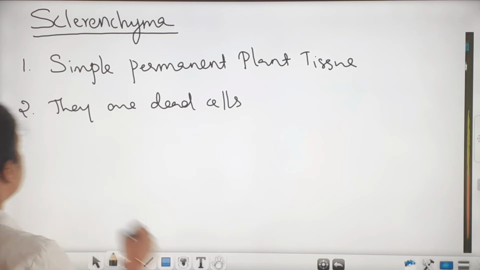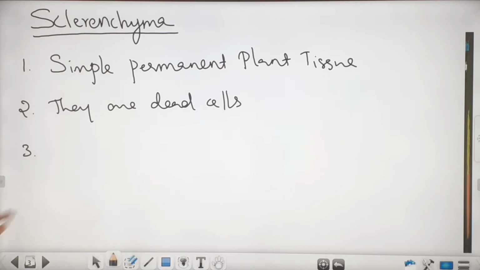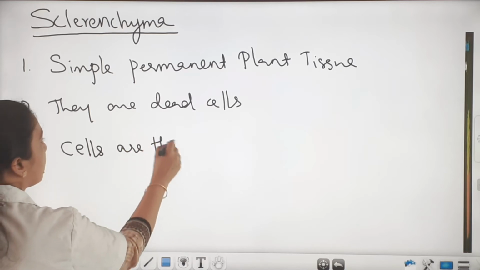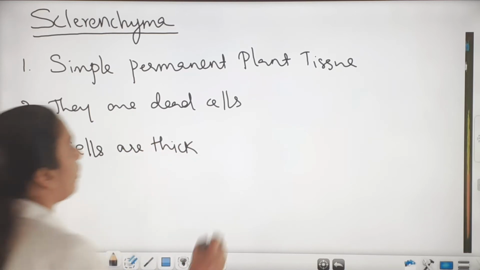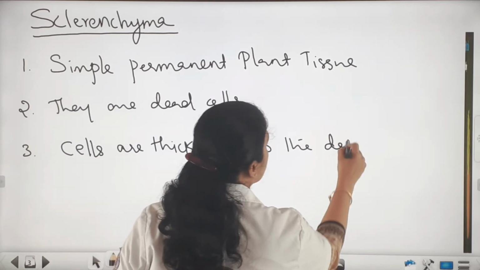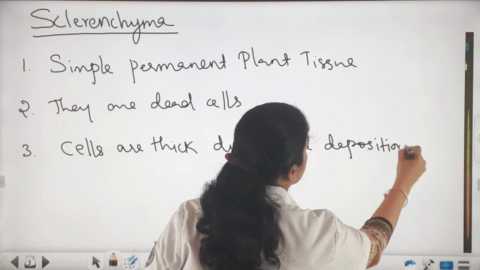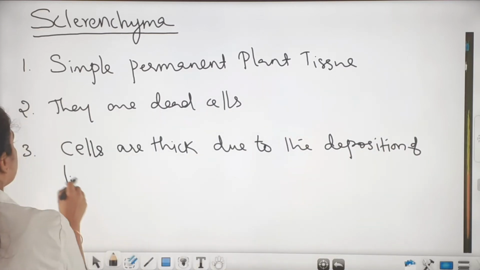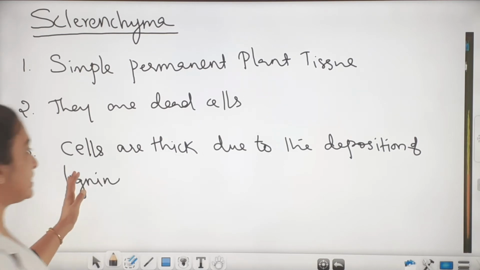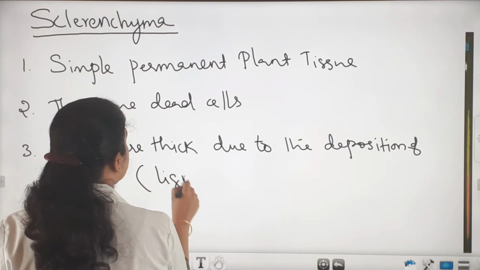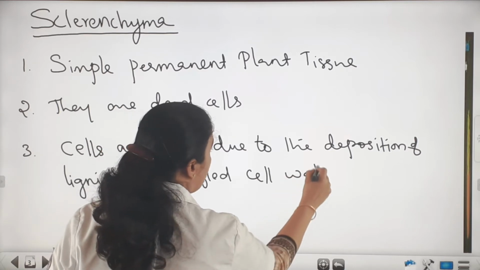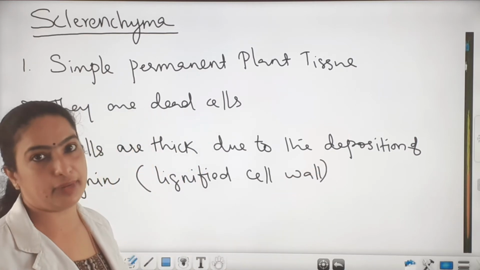The third point is, the cells are thick, or we can say they have a thick cell wall due to the deposition of lignin. So we can say lignified cell wall. Lignified cell wall is a peculiarity of sclerenchyma.